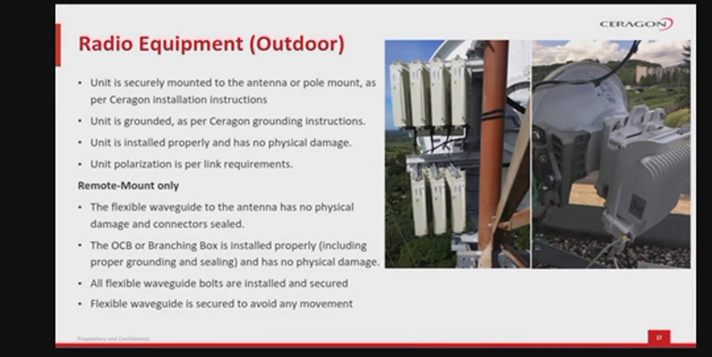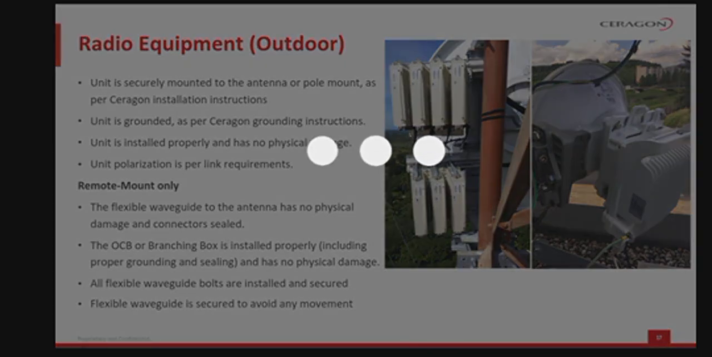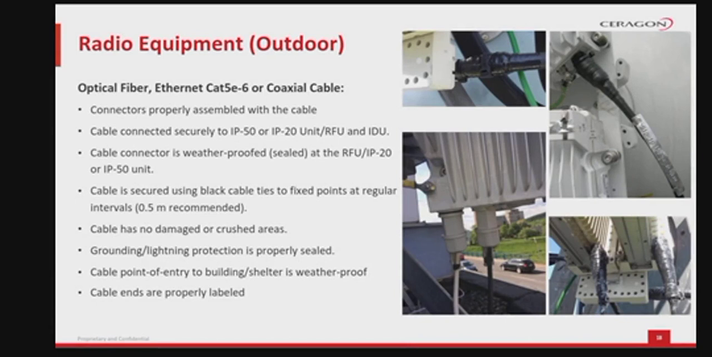During the physical verification of components, check that the radio equipment is properly installed, and all the fixation components are tightened as per Ceragon specifications. In case of remote mount of the radio frequency units, verify that all the screws in both ends of the waveguide are installed. Verify that all the units for both direct and remote mount are properly grounded. Verify that all the cable attachments are properly sealed for both direct and remote mount.